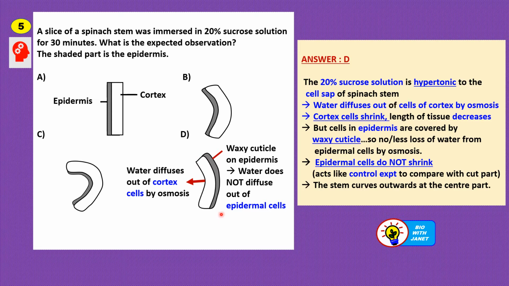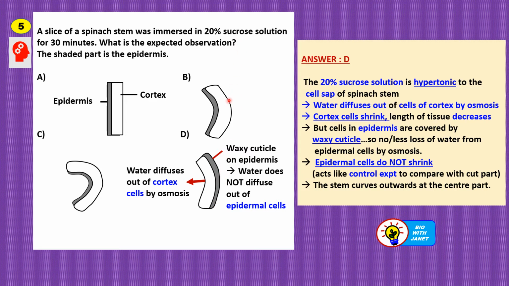Okay, so this is the appearance of the spinach stem in hypertonic solution, where the cells of the cortex, the cortex tissue, will shrink compared to the original length, which is represented by the epidermal layer.